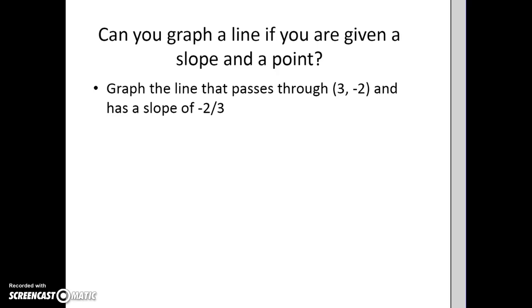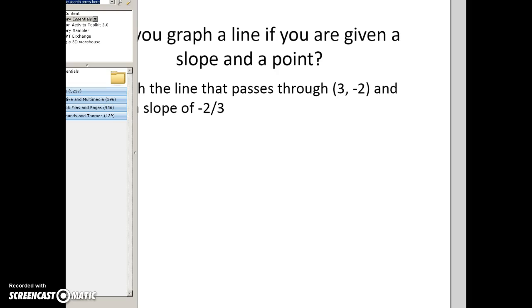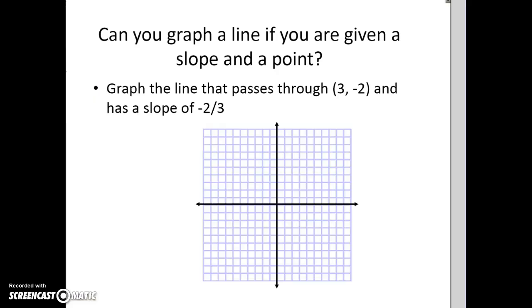Graphing a line given a slope and a point is actually very, very similar to when you graph a line using the slope and the y-intercept. So the first thing we're going to do is plot the point on the coordinate plane that they give us. That point is 3, -2. And we know that means we go 3 to the right on the x-axis and then down 2 on the y-axis to get to the -2 value. So 3 to the right and down 2 gives us a point right here.